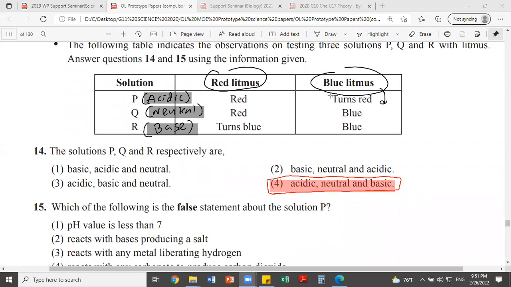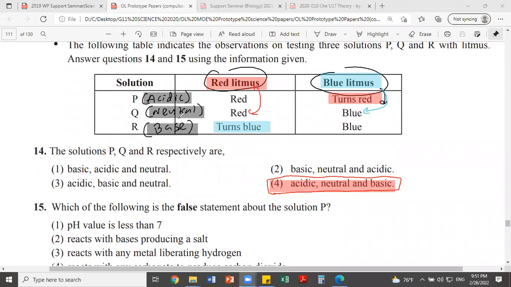Blue to red, acid. Red to blue, base. Red litmus turns blue, that is basic. Right, very good. Blue to red here, red to blue here. Red remains red and blue remains blue, that is neutral. This is neutral. So the answer is 4th.